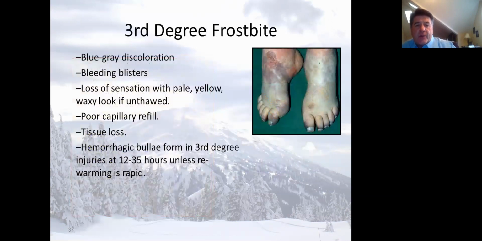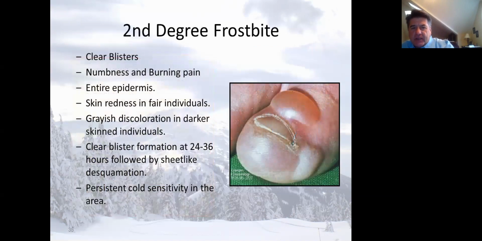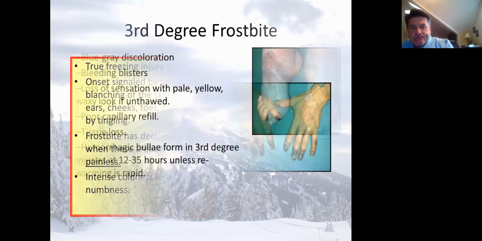Third degree frostbite. One more in between, if I can talk about frostbite. We talked about second degree frostbite with clear blisters. Second degree can progress to blood-filled blisters, and these can go over joints, etc. So those are also possible in frostbite.